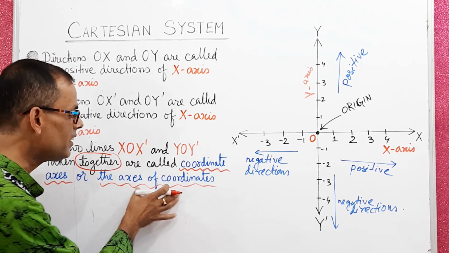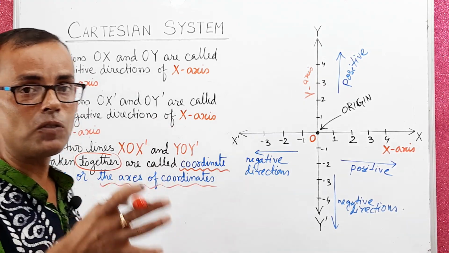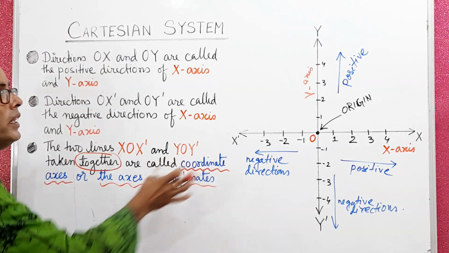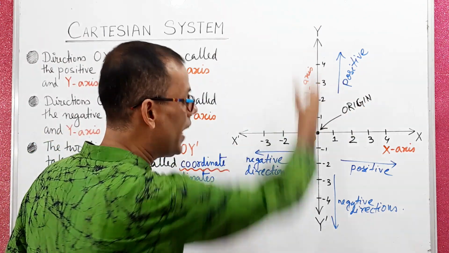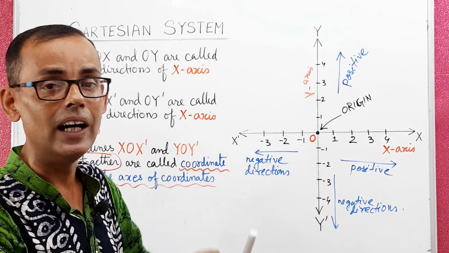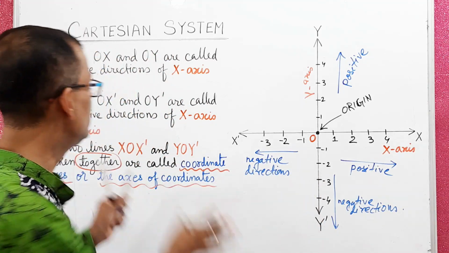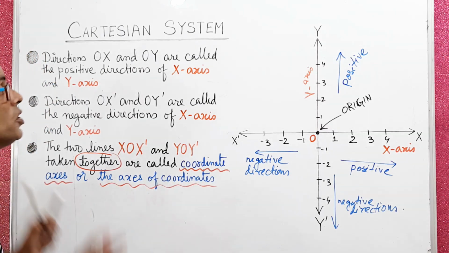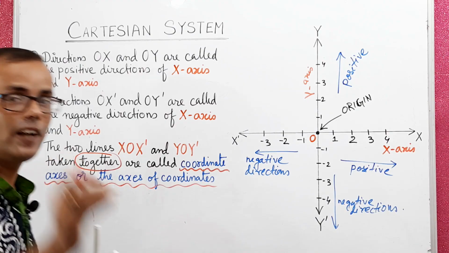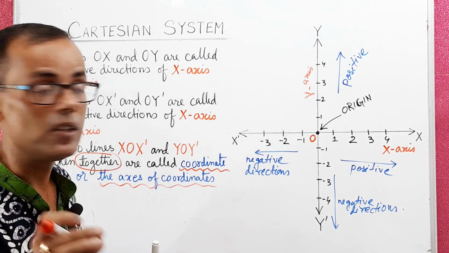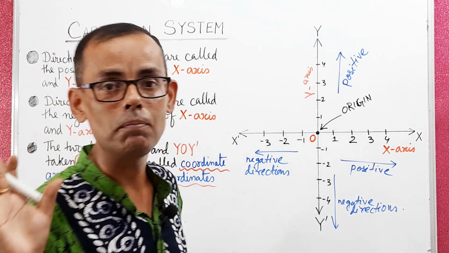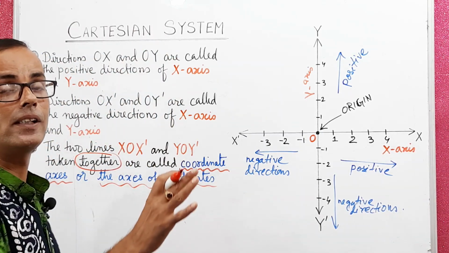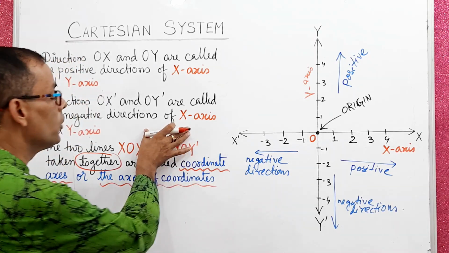This type of theory comes in the MCQ. So you have to know that X, O, X dash and Y, O, Y dash, when taken together, are known as the axis of coordinates or coordinate axis. These theory points are very important for the MCQ to score 100% marks. You must know the theory also.